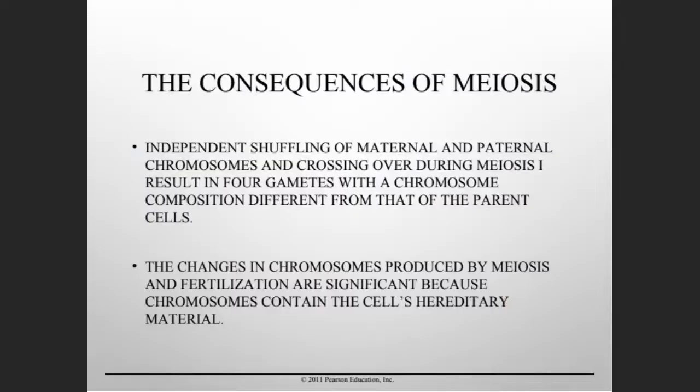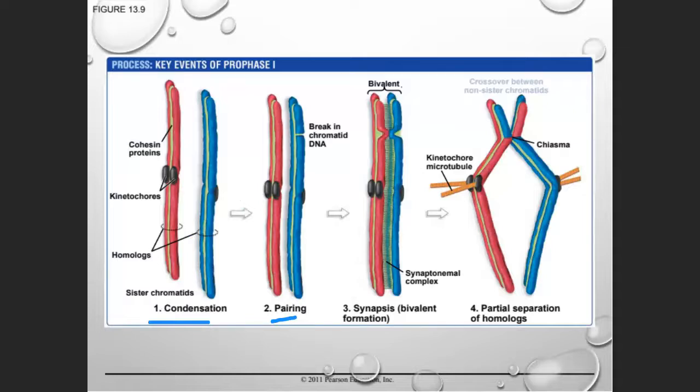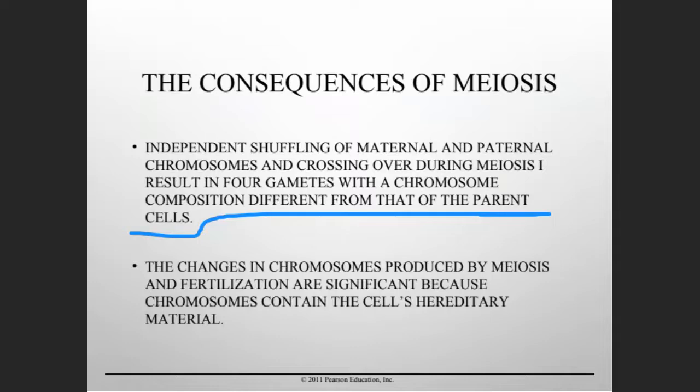So now, what I wanted to talk about: the consequences of meiosis, the independent shuffling. Remember I talked about that? The homologous pairs, not all of mom go into one cell and all of dad go into the other cell. It's called independent assortment, independent shuffling of the maternal and paternal chromosomes. Okay, that's diversity. You also get crossing over during meiosis 1, which results in 4 gametes with a chromosome composition different from any of the parent ones. Because the crossing over has now even changed these chromosomes so they're different from the ones that came from the parents. So you really can increase the genetic diversity here.